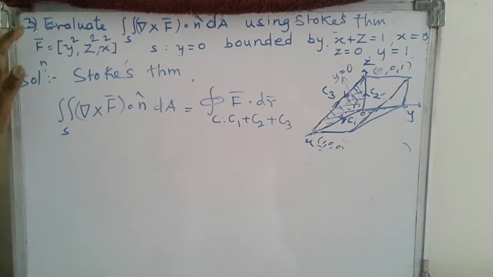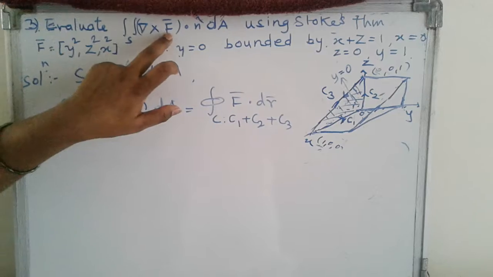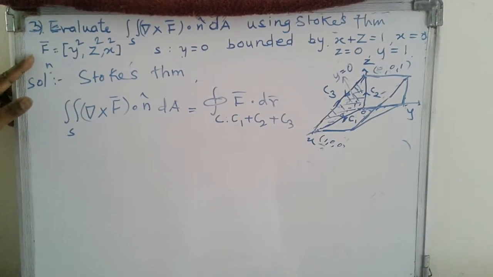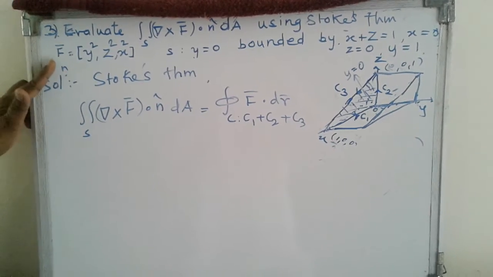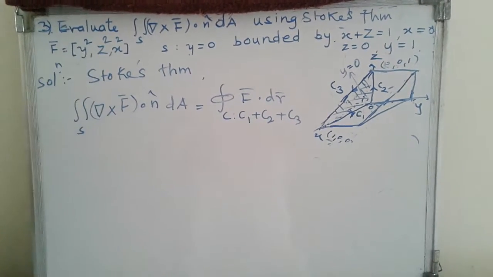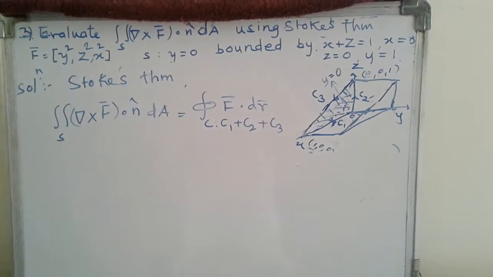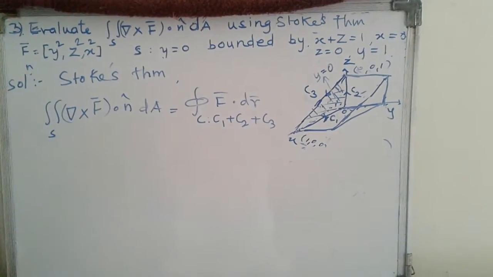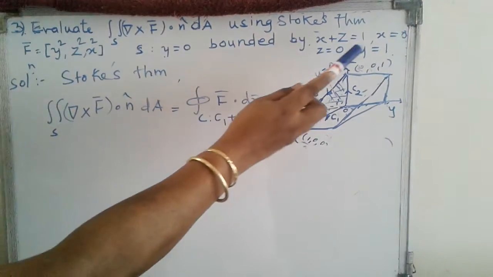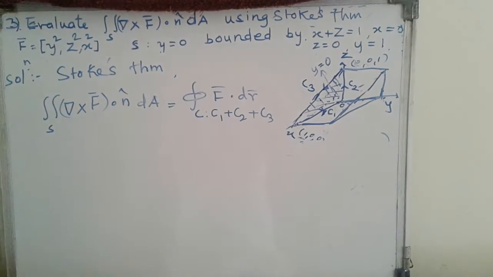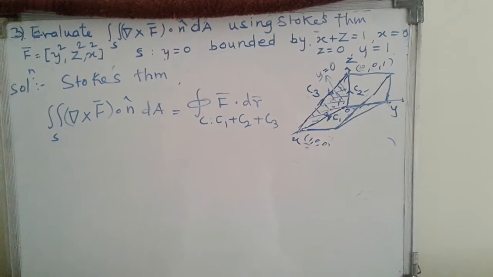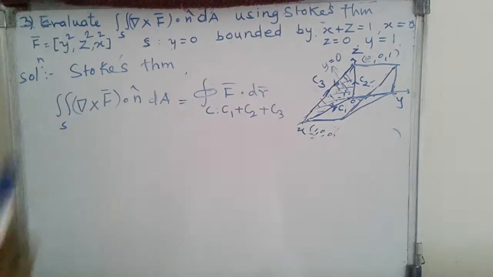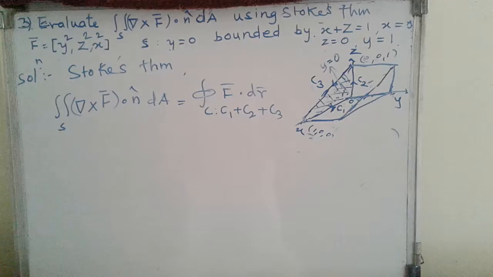Here the question is to evaluate the surface integral of this form over the same data as that in the last video lecture. F bar equal to y square, z square, x square, and the domain S, here the domain S is y equal to 0, bounded by x plus z equal to 1, x is equal to 0, z is equal to 0, and y is equal to 1.